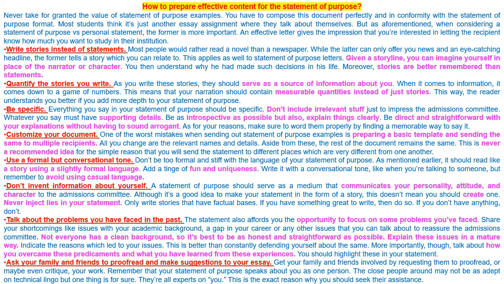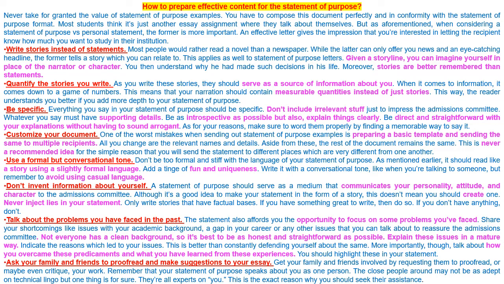Explain these issues in a mature way. Indicate the reasons which led to your issues. This is better than constantly defending yourself about the same. More importantly, though, talk about how you overcame these predicaments and what you have learned from these experiences. You should highlight these in your statement.